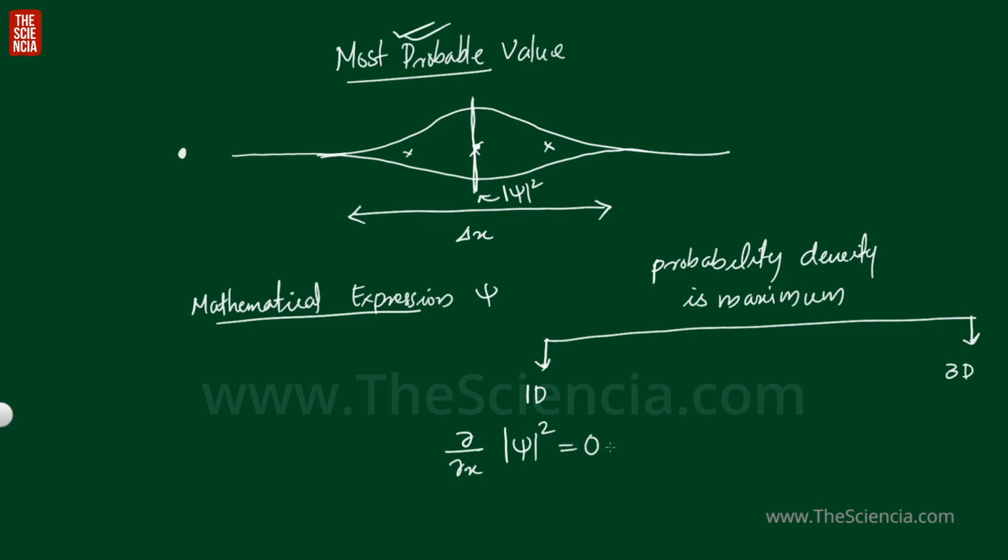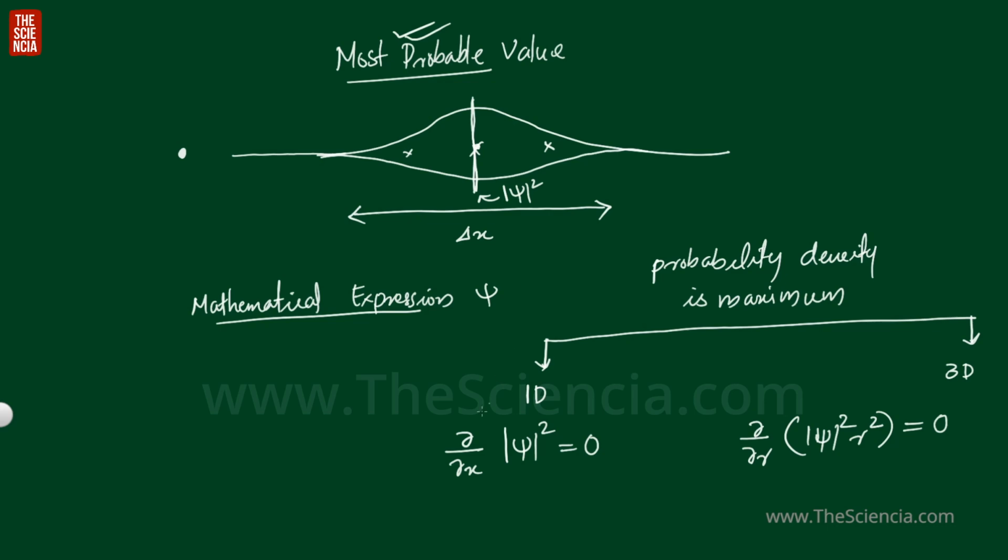And for the 3D case, the equation is a little different, that is del by del r of mod psi square r square should be equal to 0. So we equate these derivatives to 0, then we can find the r value. Then we resubstitute this r value in the expression for psi, then find the mod psi square, and we get the most probable value.